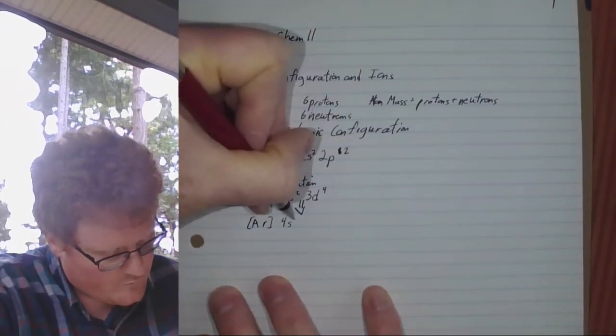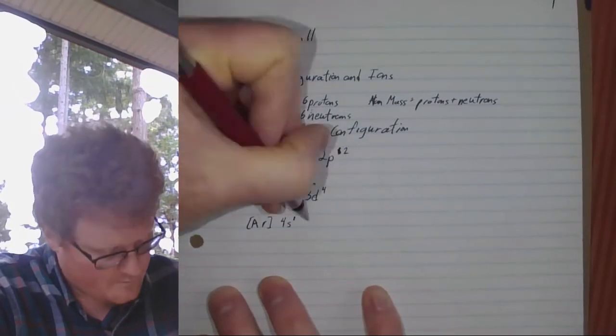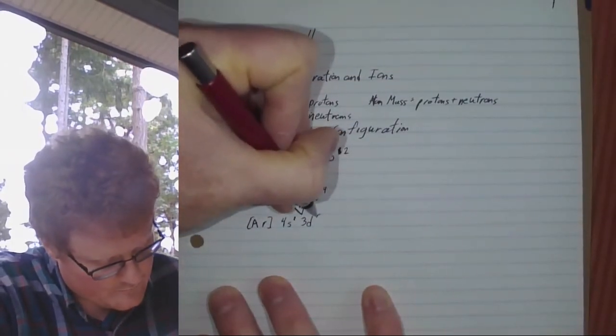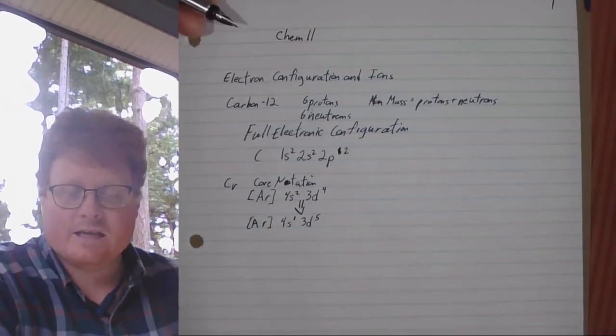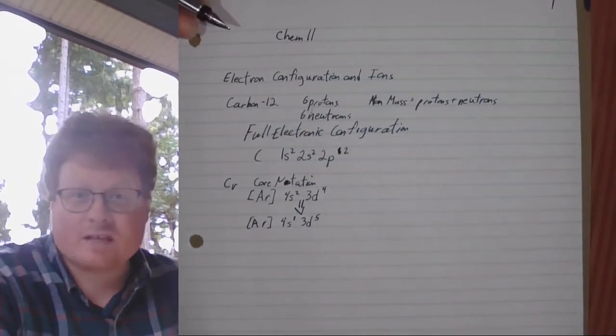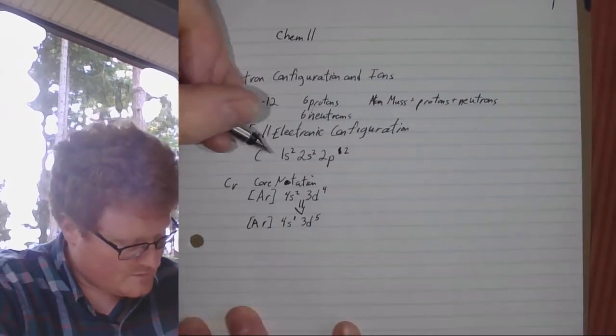It takes an electron from the 4s orbital, making it 4s1, 3d5. Now it's half filled. It's more stable that way. It's happier that way, to personify. So this is exceptions.